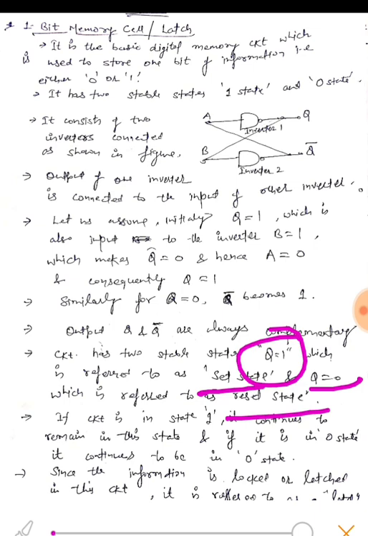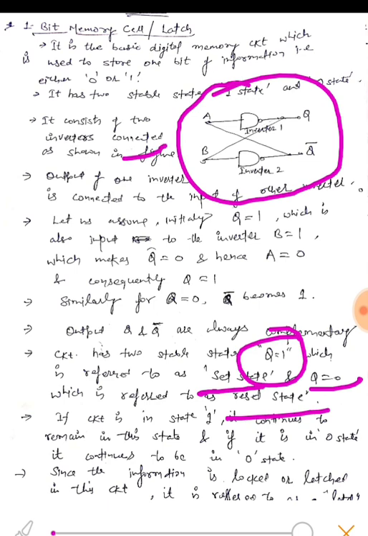If the circuit we have just seen is in state 1, then it continues to remain in this state, and if it is in 0 state, that is reset state, it will continue to be in 0 state, because there is no provision to change the state, because we cannot apply any input to it.